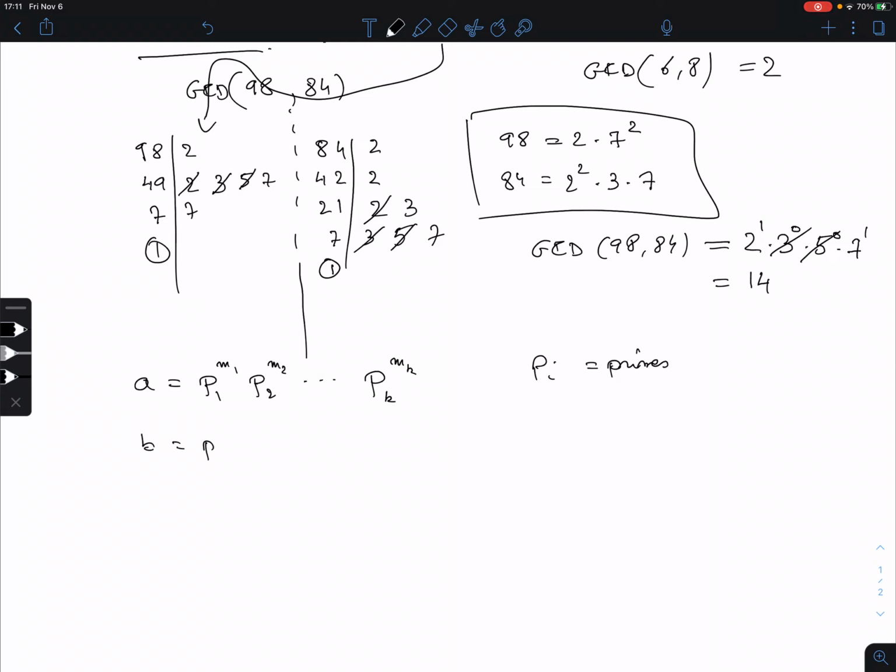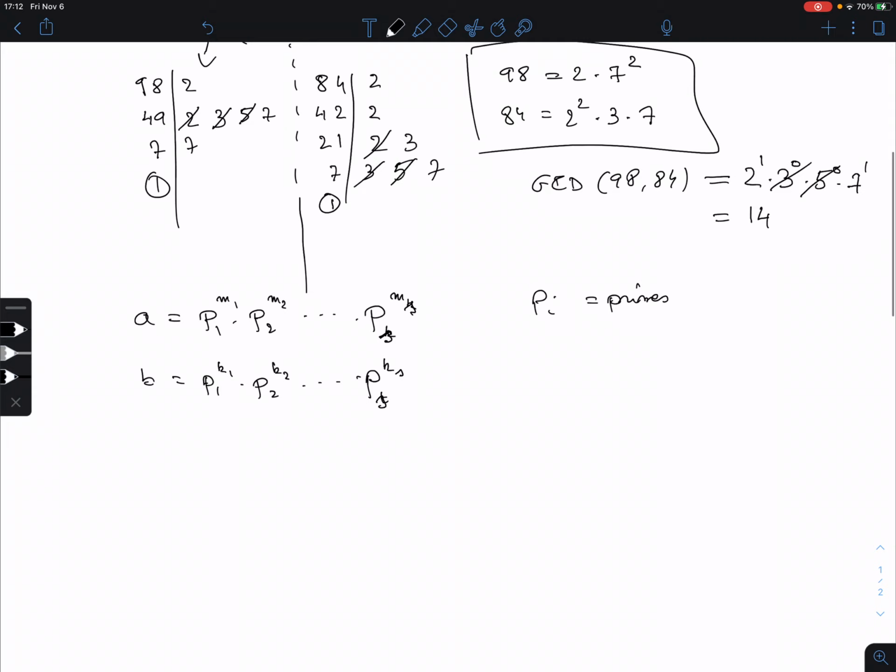As for B, we do the same. P1 to the power, and now let's call this K1, because the exponents are normally going to be different. Okay, I used K here, so let's call this S. I don't like these general things, so I hope you see it, and I'll do it on another example. And so what is the GCD now? You take P1 and then take the minimum of these two powers, M1 and K1. And that's going to be the power of P1, and so on. And you do it for all the primes that you have, up to MS and KS.